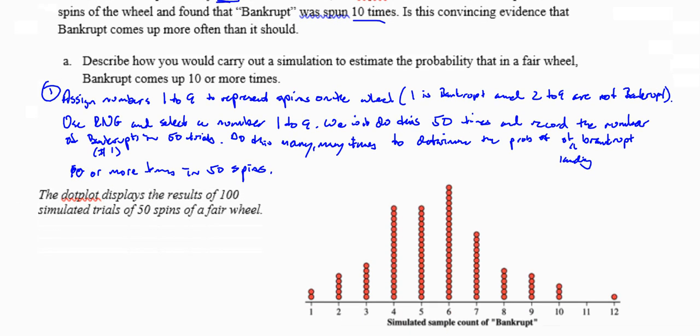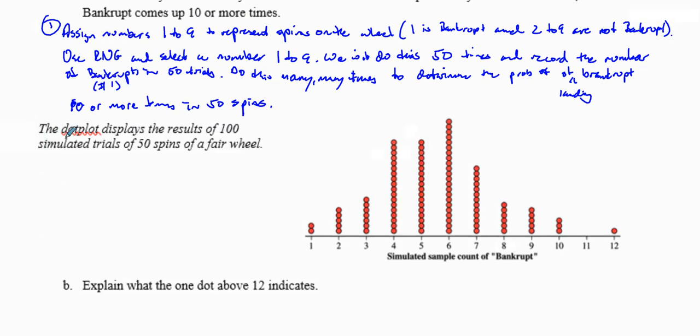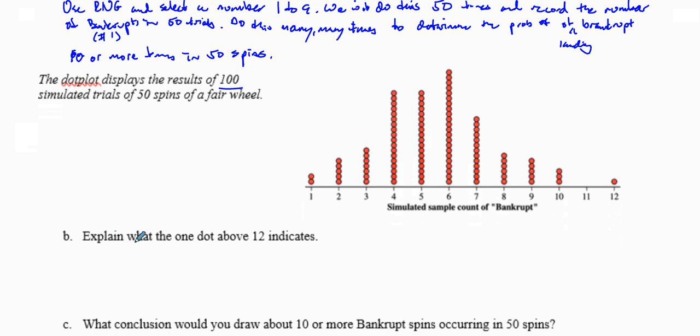We did this and actually went through a simulation, and the dot plot displays the result of 100 simulated trials of 50 spins of a fair wheel. And so this we have right here. So the question is, explain what the one dot at 12 indicates. So this one dot right here, what does that really indicate?